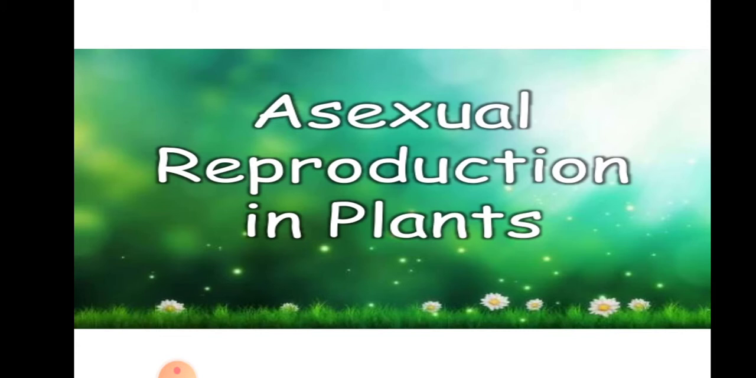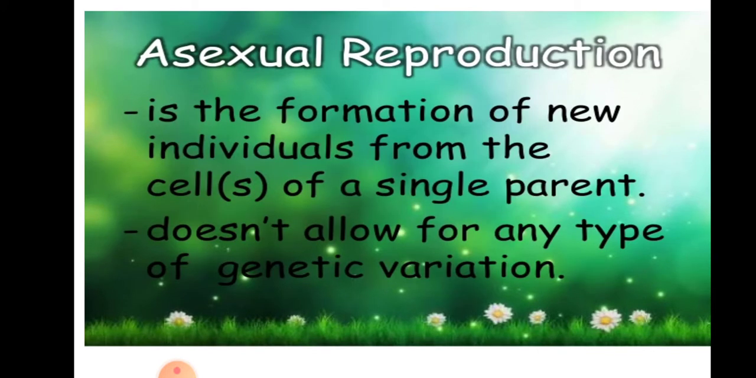The mode of reproduction in which a single organism divides and produces two or more individuals is called asexual reproduction. There is neither formation nor union of gametes. No fertilization takes place in asexual reproduction. The individuals are genetically identical to the parents and also to each other. These genetically identical individuals are called a clone. Asexual reproduction is the formation of new individuals from the cells of a single parent. It doesn't allow for any type of genetic variation.